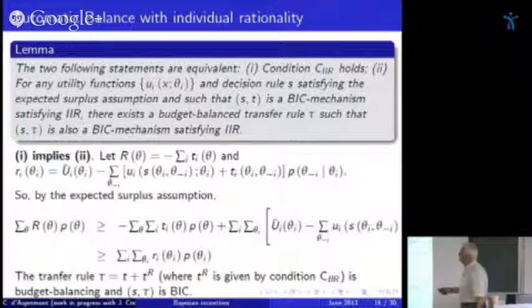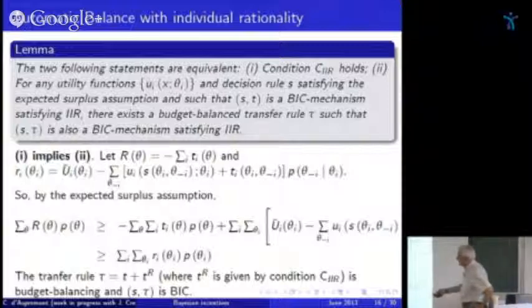So in some sense, you again obtain what was called automatic balance. CIR is necessary and sufficient to balance any Bayesian incentive compatible mechanism which would also satisfy individual rationality. I put the proof, I don't think we will go through it, but the proof is really very, very simple.